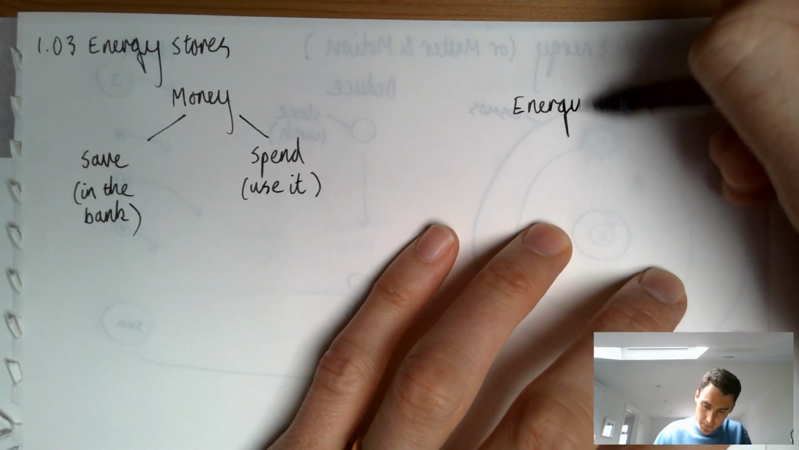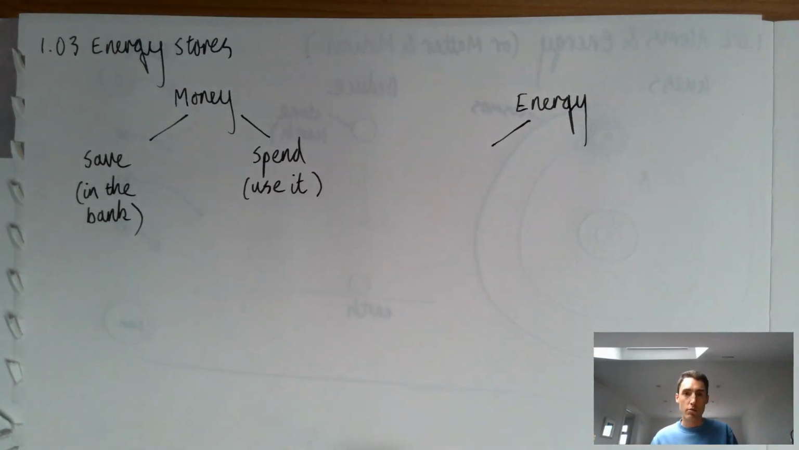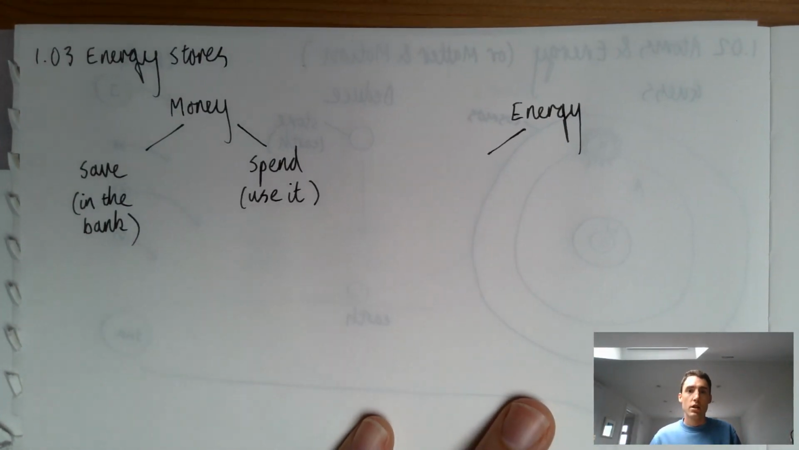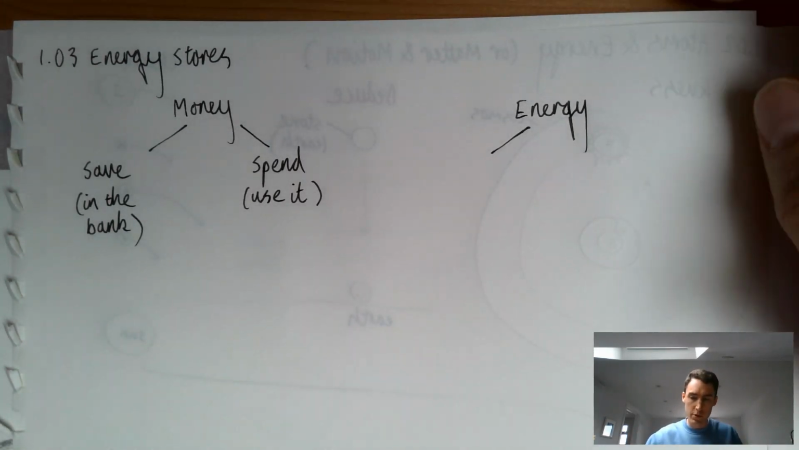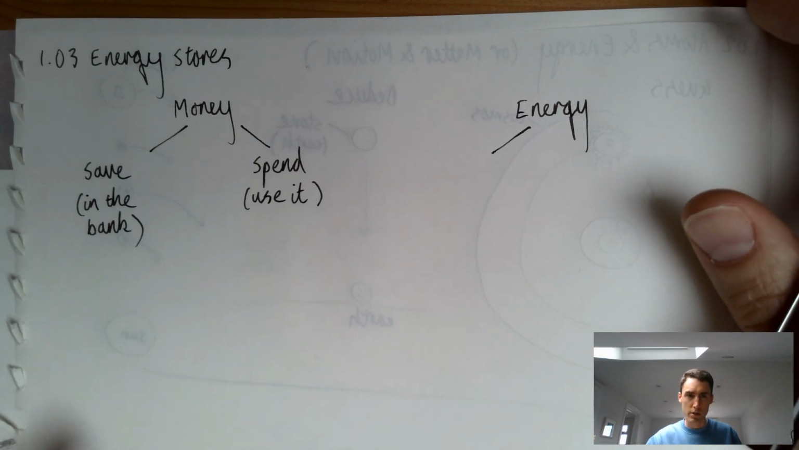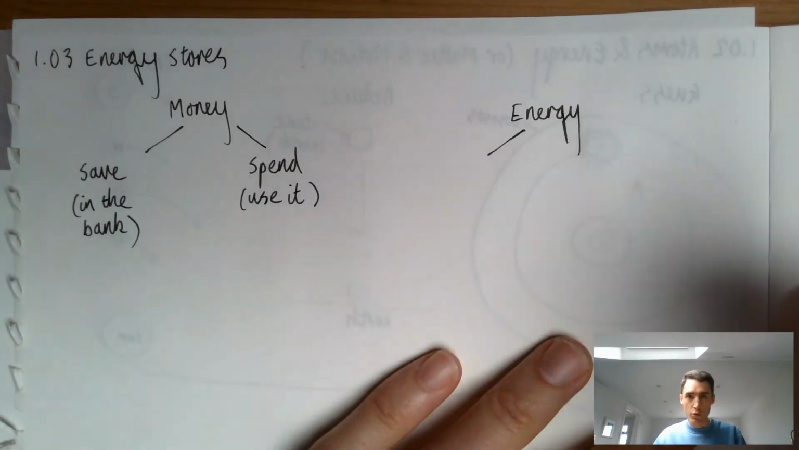So I'd write energy. Well, there are two ways of thinking about energy, two ways energy can be stored, let's say. And this is where the language of stores is a bit weird, because when you store, it's a bit like putting it in the bank. But anyway, bear with me. So the point is, there are two ways we can think about energy.